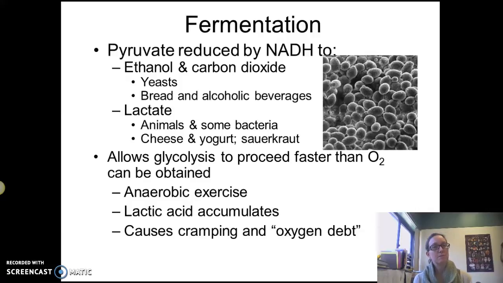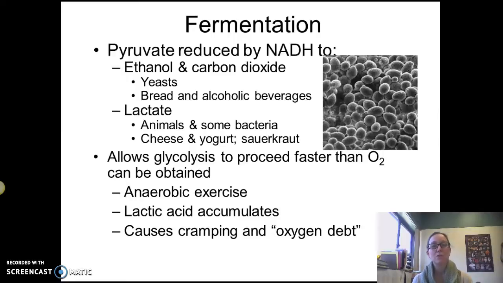Yeasts are single-celled microorganisms, and that picture on the right, just above my head, is a microscope image of yeast cells. Each one of those little capsules is a yeast organism. Some of them are budding, creating new organisms, making copies of themselves. They will reproduce when they are in the presence of sugars, and they'll make lots and lots of copies of themselves. If temperature and sugars are right, they're happy and will reproduce.